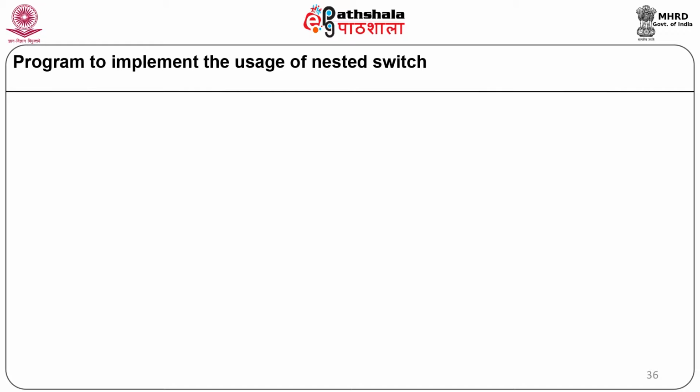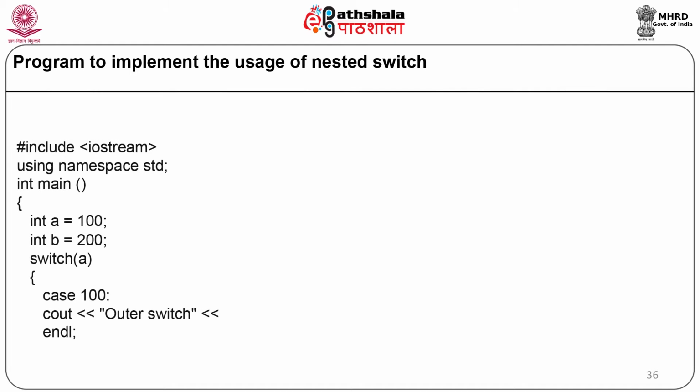Now let us see a program to implement the usage of nested switch, that is one switch inside another switch. #include <iostream>, using namespace std, int main. Here we are initializing two variables of type integer, int a equal to 100, int b equal to 200. Now we are starting with the switch statement, switch a. Inside that case 100 colon, we are displaying the message cout outer switch endl.